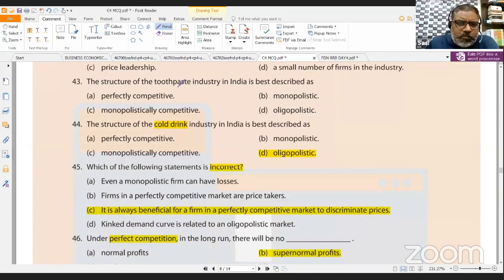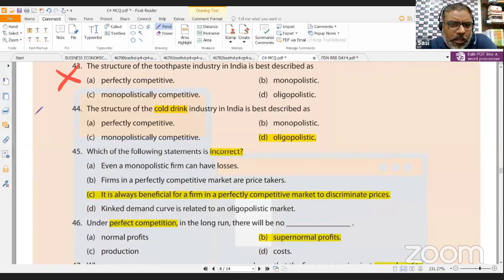43rd question, the structure of the toothpaste industry, once again. Toothpaste industry, whatever it is, we are not sure. For this, we need to do a research paper and then we get a PhD, not CA Foundation. So if at all I prove that the toothpaste industry is, let us say, monopolistically competitive, I will get a PhD. So it's not a CA Foundation level point.